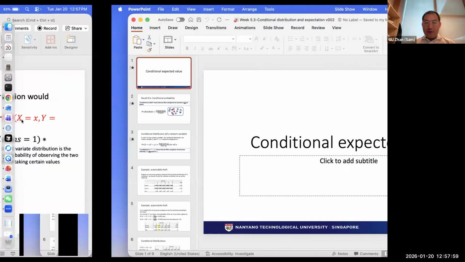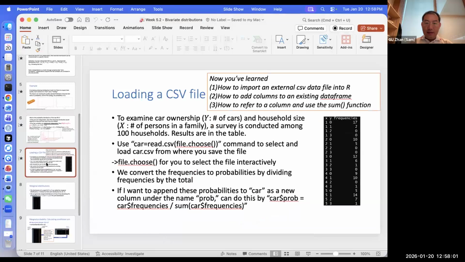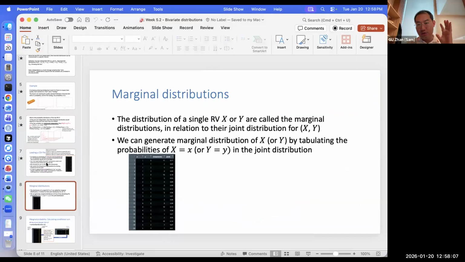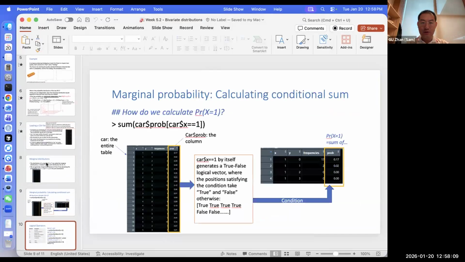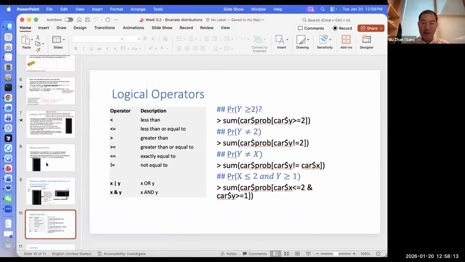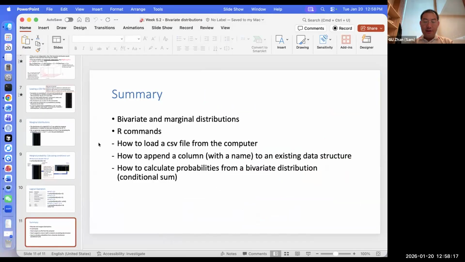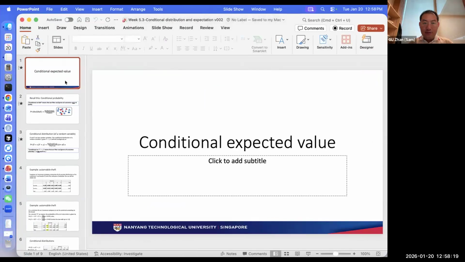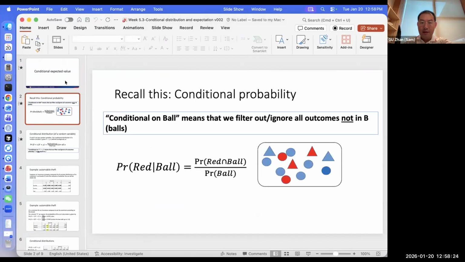So we have covered the sausage bun, then loading the CSV to examine the number of cars. You follow the video lecture, calculate the marginal probabilities and learn what the logical operators are. Next we're moving on to 5.3, conditional expected value.